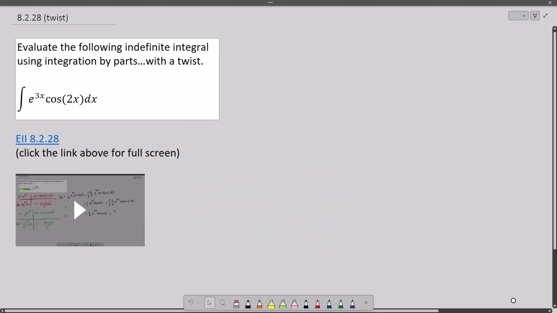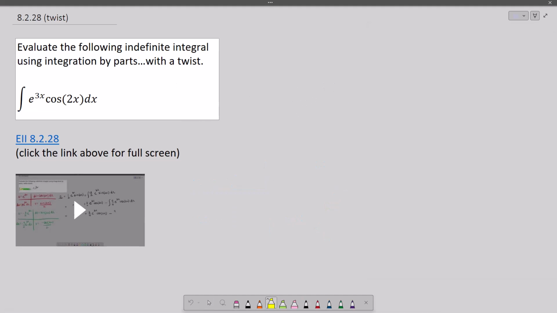So let's do one with a twist. Once again, we have a product here. This product is often integrated with integration by parts. That's one of the classic types of integrals that we can do with integration by parts, the integral of a product. Now, this one is going to be one with a twist.